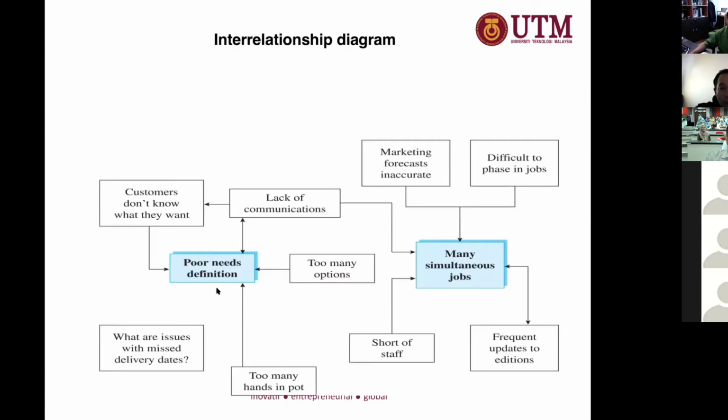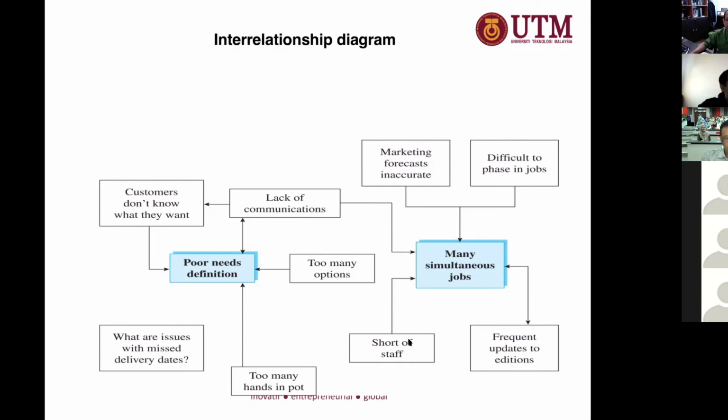Under the sub-issues, the idea or the concern by the people is poor need definition and many simultaneous jobs. Then poor need definition because of what? Because our customers don't know what they want, lack of communication, too many options, too many hand imports. There are issues with missed delivery dates. And then under many simultaneous jobs, what are the problems with this? Communication also, market forecast, and so on.